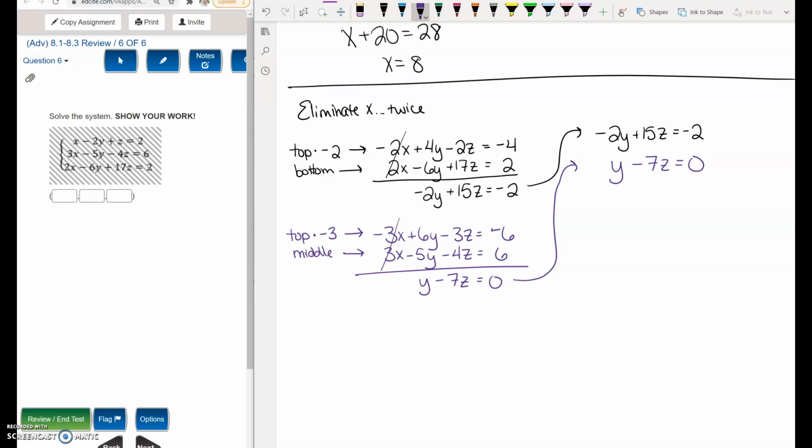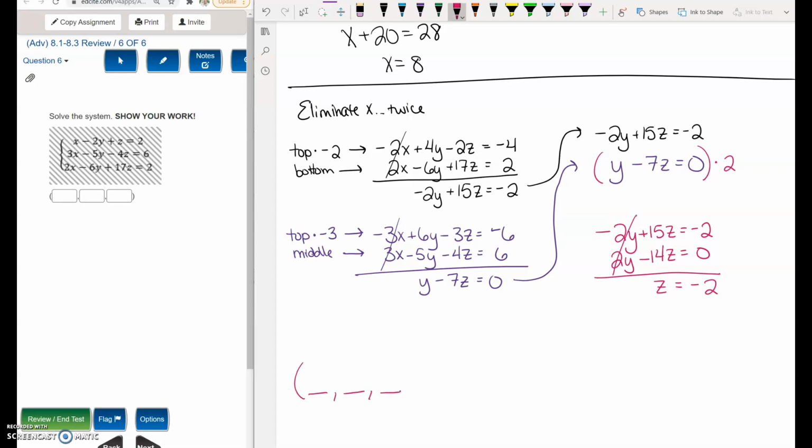Now we need to eliminate with these. If I'm going to eliminate with these, I can easily multiply this bottom equation times 2. So I've got the original -2y plus 15z equals -2. And if I multiply this bottom one by 2, we've got 2y minus 14z equals 0, because 0 times 2 is 0. When I add these together, I get z equals -2. So I now know that my z is -2.